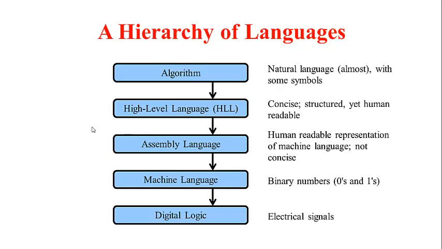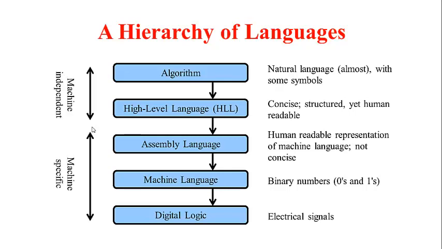Now think and tell me which of these languages in this hierarchy are specific to machines and which of these are independent of the machines on which they run. Algorithms and higher level languages are typically designed to be machine independent. They are not dependent on whether you're running it on a PC, on an Intel PC or a MIPS processor and so on. The bottom three in this hierarchy are machine specific. In fact, the machine language and the assembly language in some sense define a particular machine.